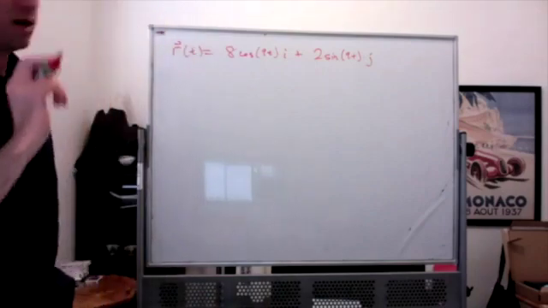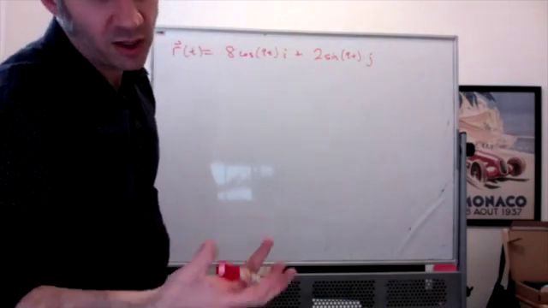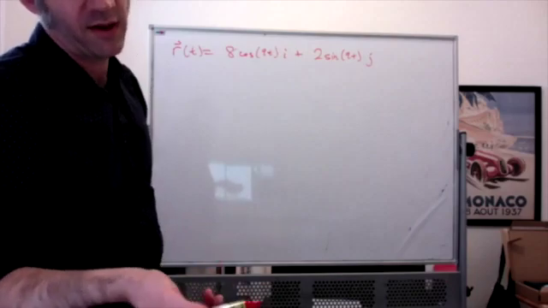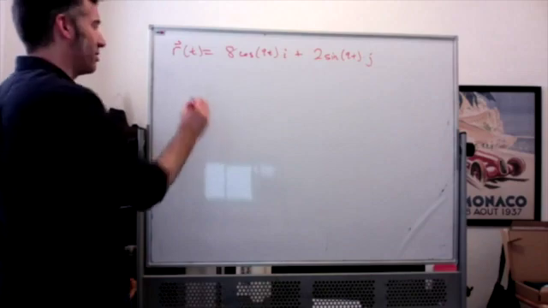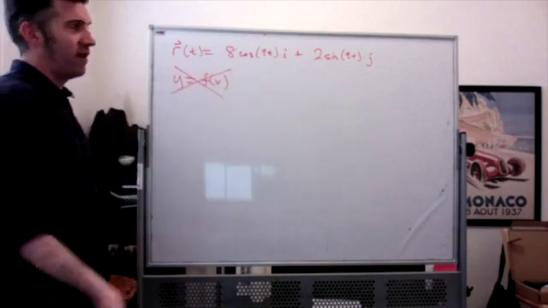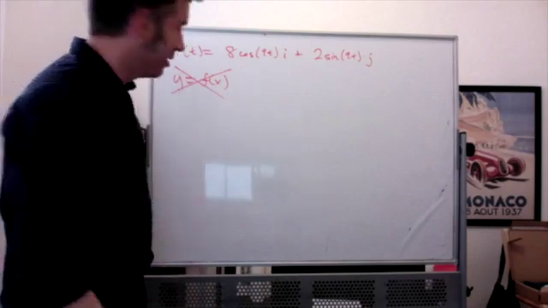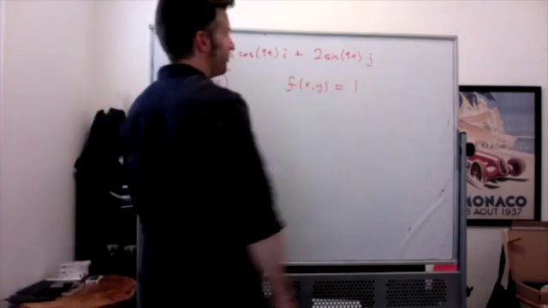And oh boy, I want to find a function f of x, y, so the graph is the path of the particle. Now they do give you a hint here. They don't want you to try to find y as a function of x because you can't. They want this: f of x, y equals 1.